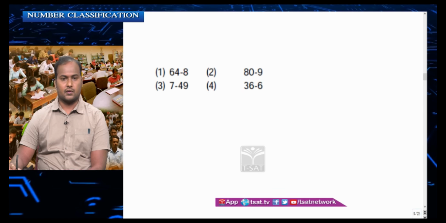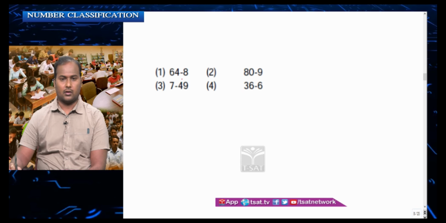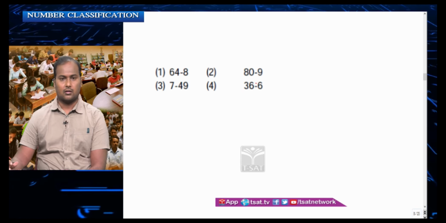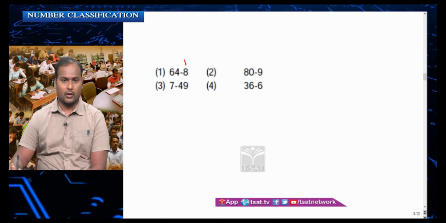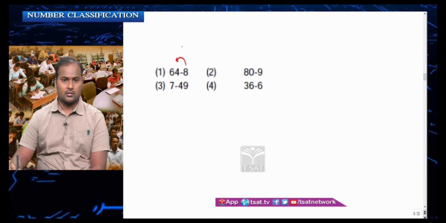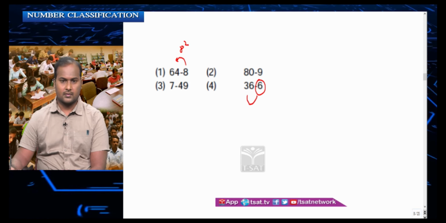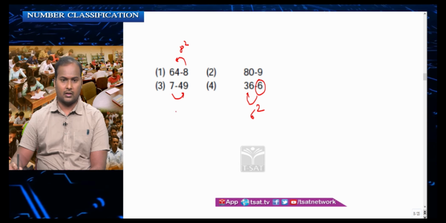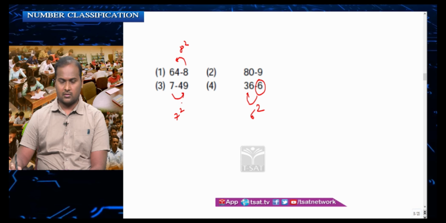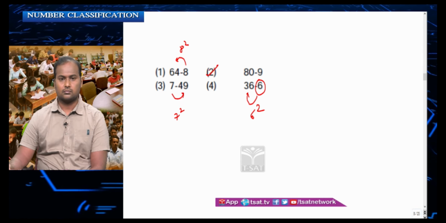See this question. The moment you see this question, 8 64, 9 80, 7 49, 6 36. The moment you see the range of numbers, 8 64 is exactly a square. So that is 8 square. Here 6 and 36, this value is 6 square. 7 49, obviously the value will be 7 square. So what is 9 square? 9 square is 81. So your answer is 2.